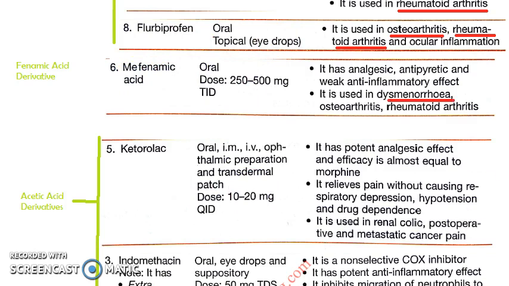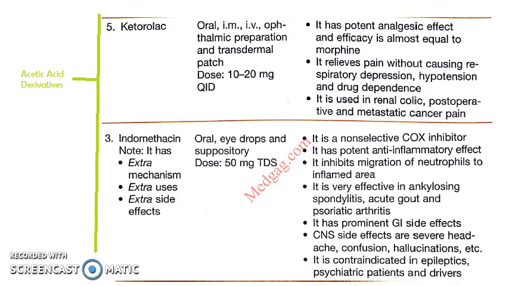Okay. Now coming to the next category, you have the acetic acid derivatives. Acetic acid derivatives, ketorolac and indomethacin. Please remember this. Keto, acetic, ketone, acetic acid, ketorolac, indomethacin. This is very important. Indomethacin is very important. It has been asked for you in short notes. So please remember indomethacin. Note, it has extra mechanism, extra uses, extra side effects.